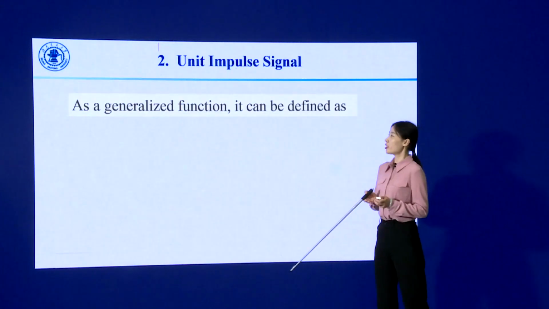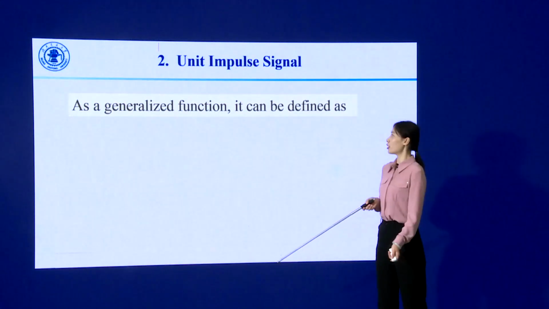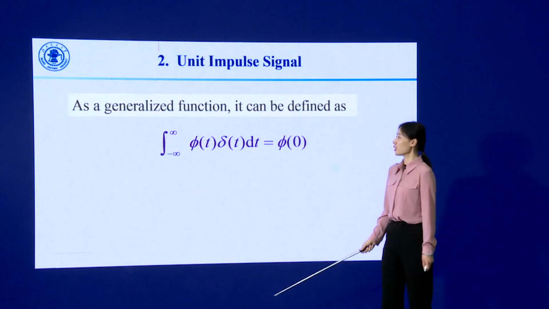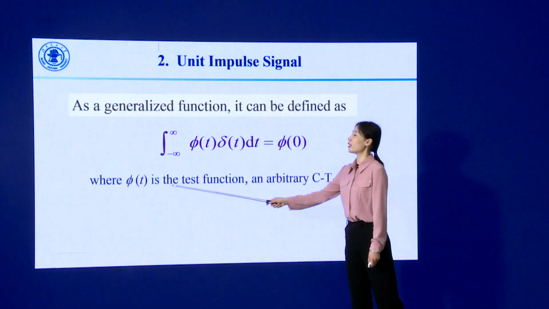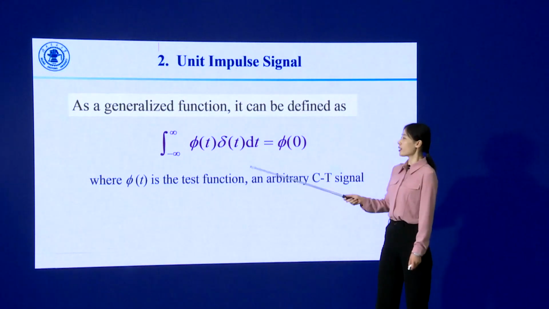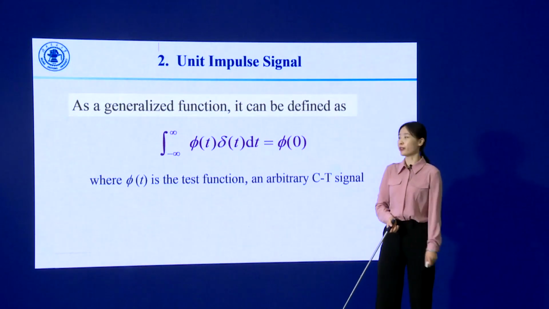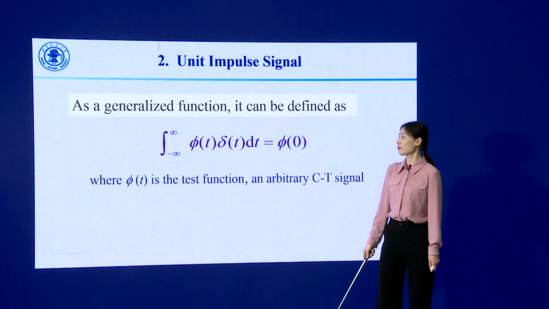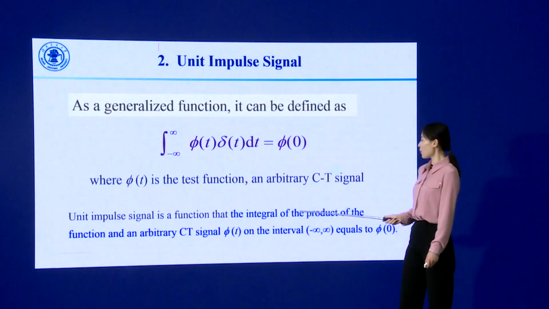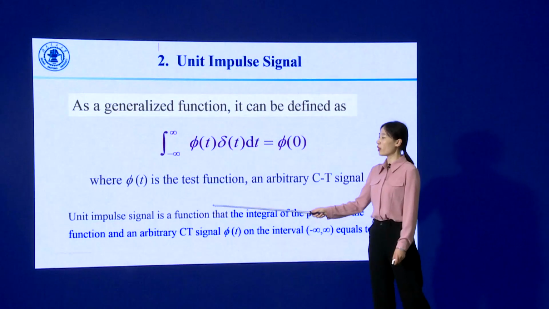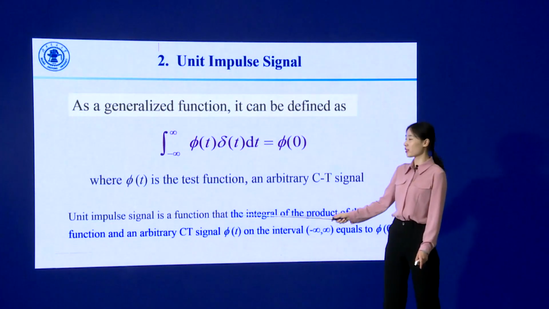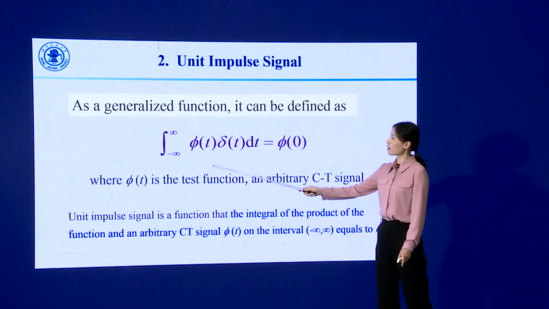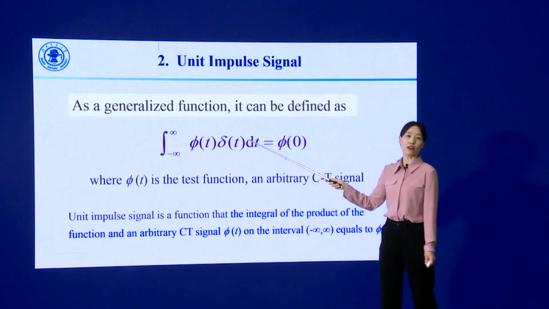Now, let's give the generalized form of the impulse signal. Here is the equation. In this equation, phi of t is a test function. It is an arbitrary continuous time signal. Now, how to understand this equation? If the integral of the product of the function with an arbitrary continuous time signal is equal to phi of 0, then this signal is a unit impulse signal.